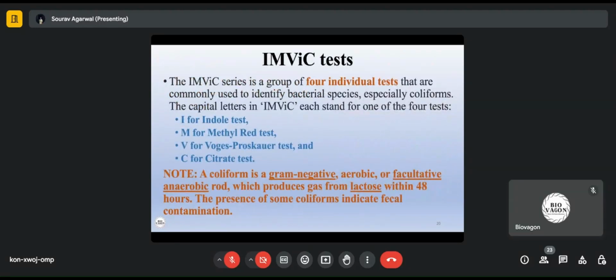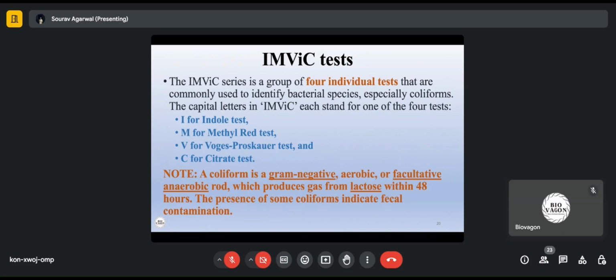Okay. Now we will move to the IMViC tests. I think you all have come across IMViC tests and have done them in the laboratory or at least read about them. It consists of a series of 4 tests, as the name suggests: I for Indole, M for Methyl red, V for Voges-Proskauer test, and C for Citrate test.